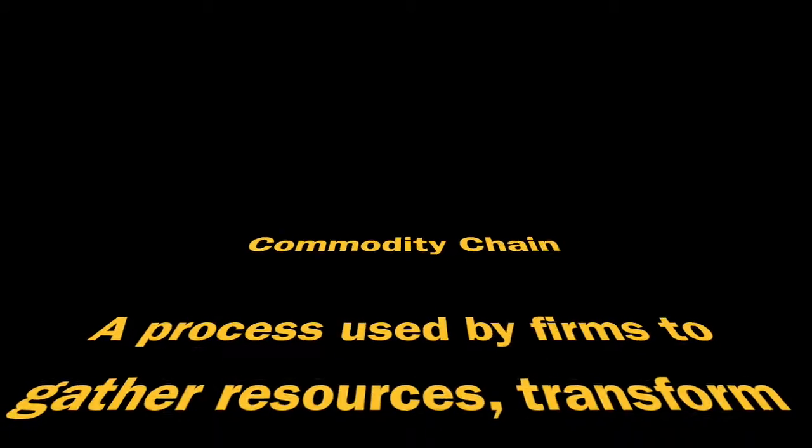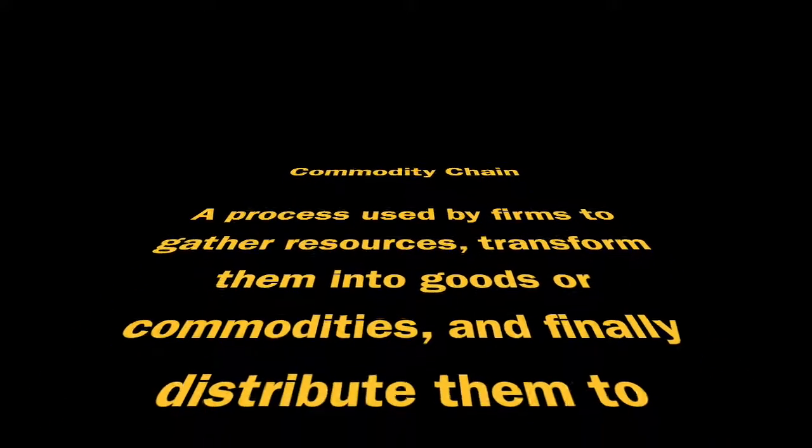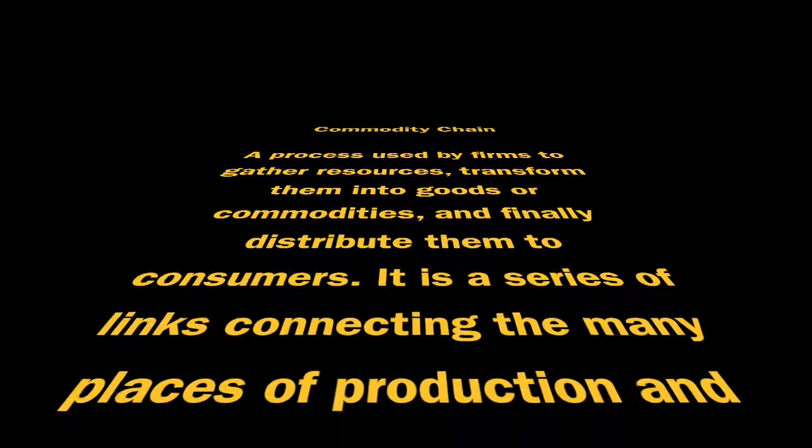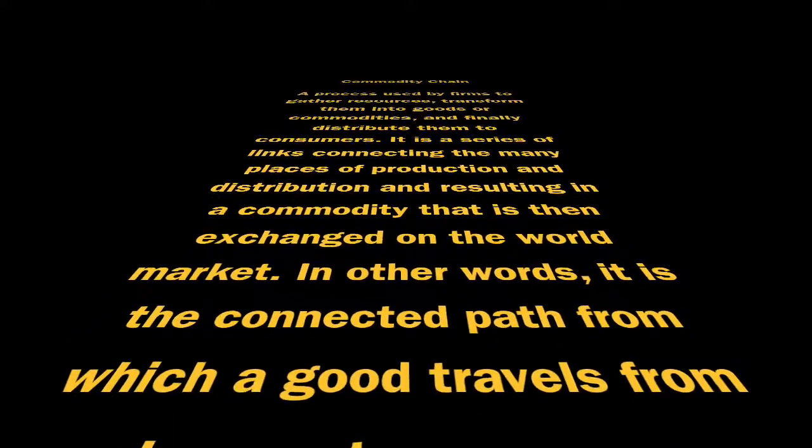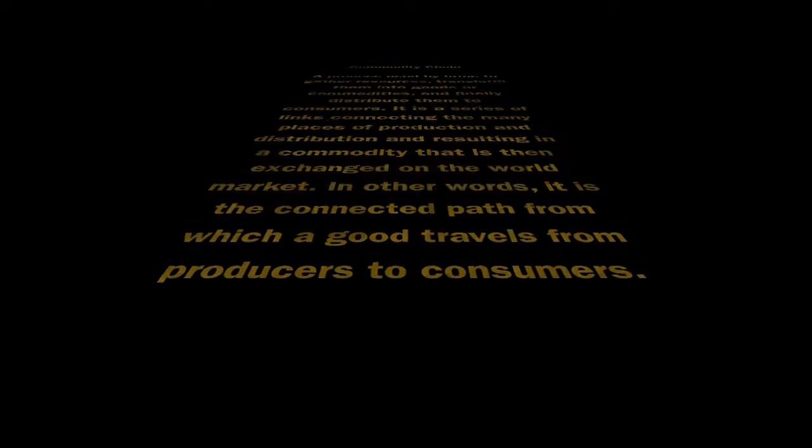A commodity chain is a process used by firms to gather resources, transform them into goods or commodities, and finally distribute them to consumers. It is a series of links connecting the many places of production and distribution and resulting in a commodity that is then exchanged on the world market. In other words, it is a connected path from which a good travels from producers to consumers.